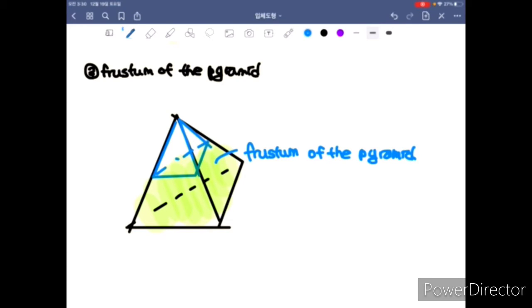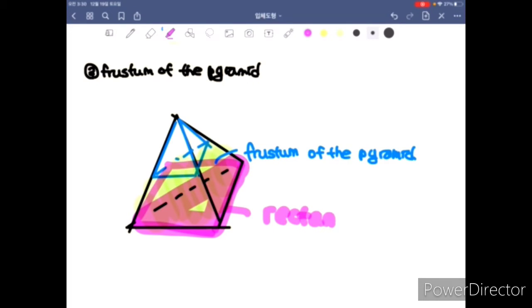So if we cut the top of the pyramid parallel to its base, the one which doesn't have a vertex is a truncated pyramid or a frustum of the pyramid. So there is a truncated rectangular pyramid or a truncated triangular pyramid, named by the shape of its base. If it is rectangular, then it's a rectangular pyramid. And if it's a triangle, then it's a triangular pyramid.